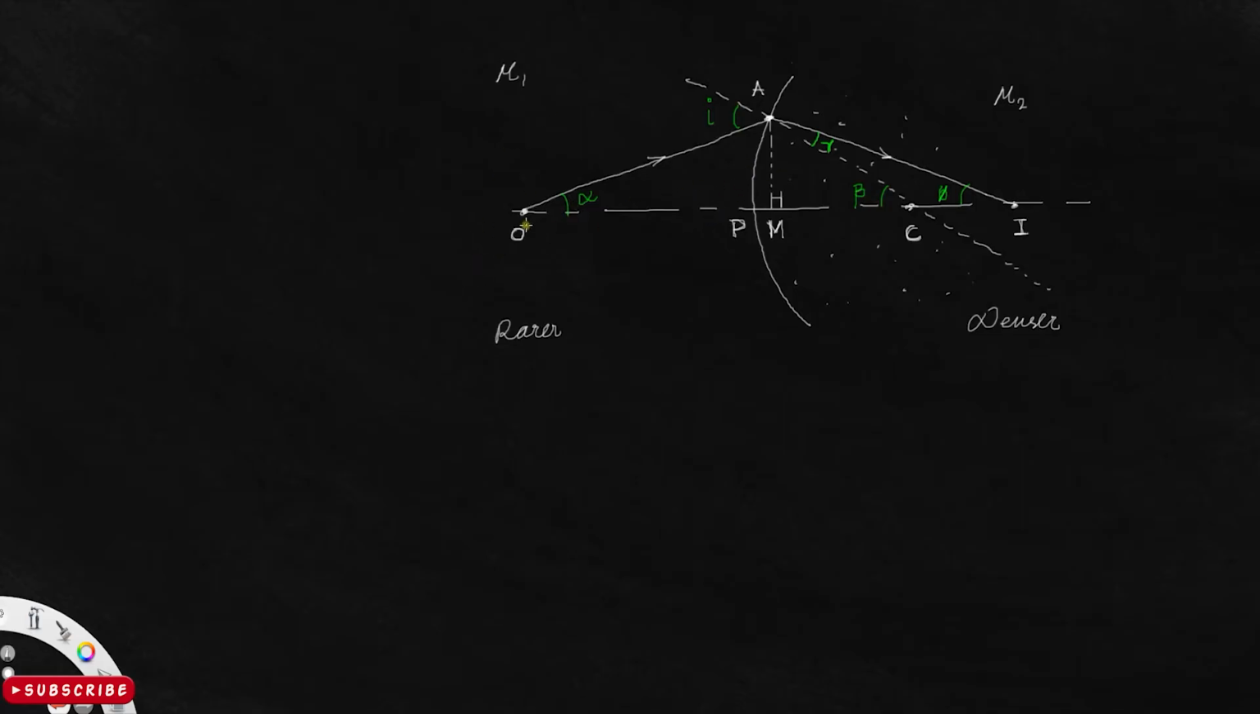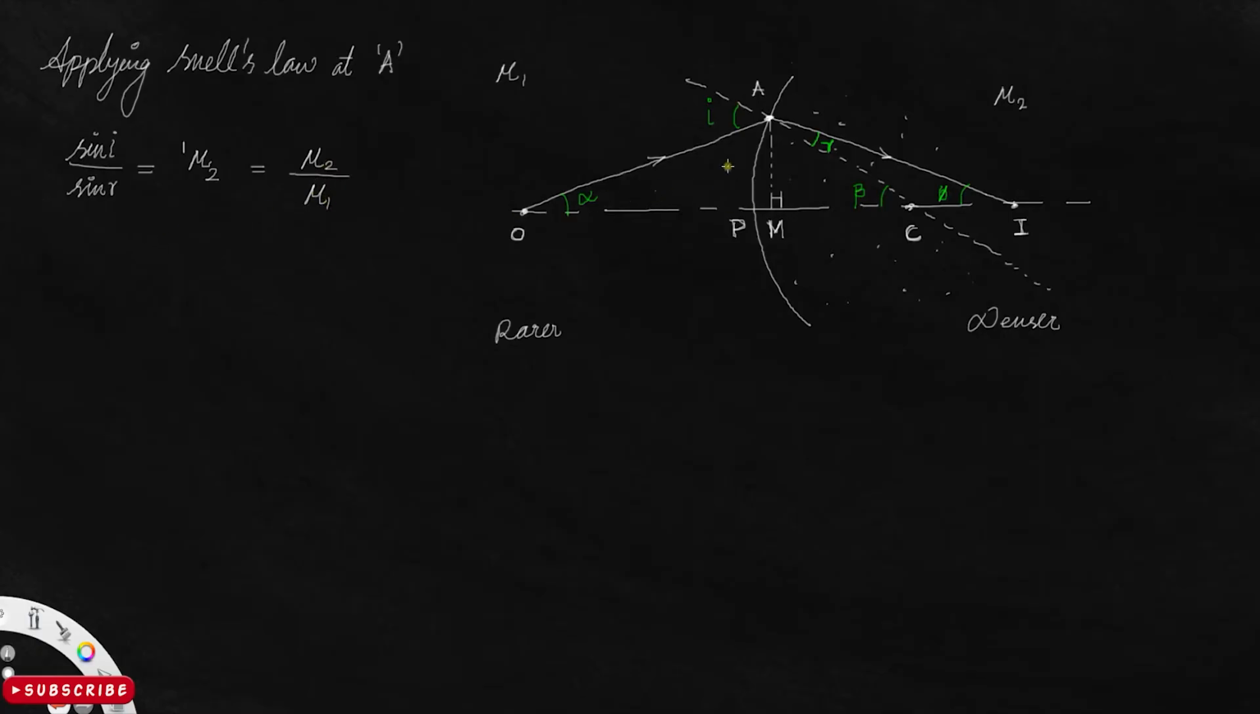Now let me consider the triangle OMA. Before that, applying Snell's law at the point A, we know Snell's law is sin I by sin R equal to a constant. That constant is the refractive index. Now the ray is moving from the rarer to the denser medium, that is from medium 1 to medium 2. So the refractive index of the second medium with respect to the first medium will be equal to mu2 divided by mu1.